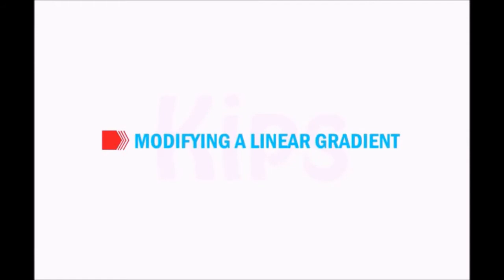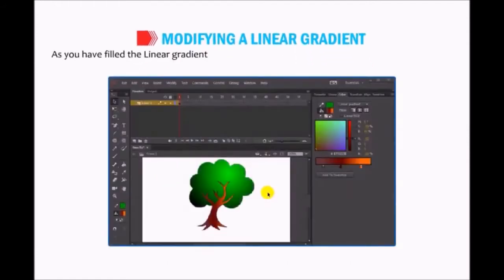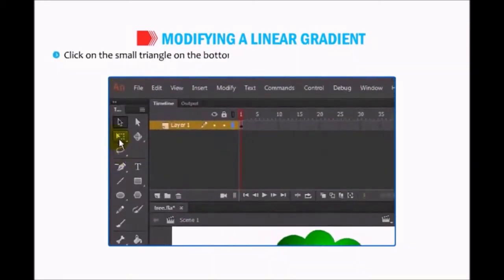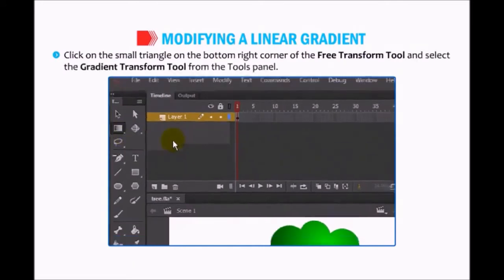Okay, now let us find out how to modify a linear gradient. As you have filled the linear gradient shade in the trunk, similarly, fill the linear gradient color in the top of the tree. Let us now modify the linear gradient filled in the tree shape by using the Gradient Transform tool. Click on the small triangle on the bottom right corner of the Free Transform tool and select the Gradient Transform tool from the Tools panel.